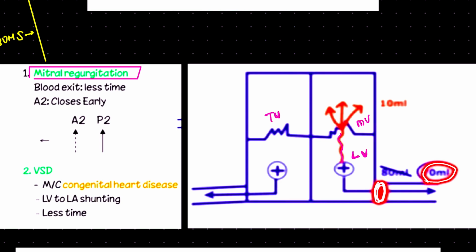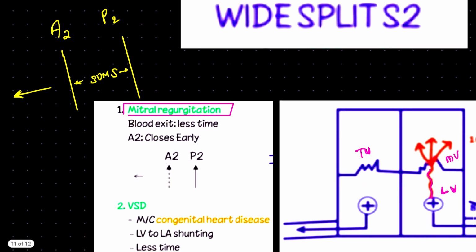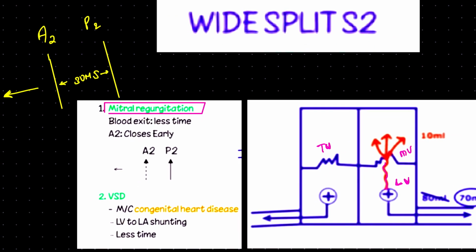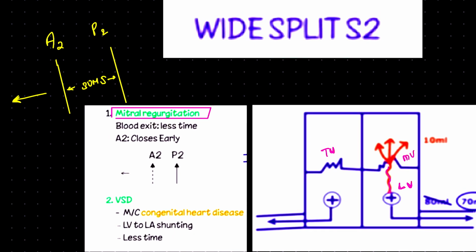It needed to be open for a long time, but now only 70 ml needs to be sent out from here. So now the aortic valve will close earlier. That means it will come to this side, right? As it comes to this side, there will be wide split of S2 sound. As you can see, there is wide split of S2 sound. It will be more than 30.